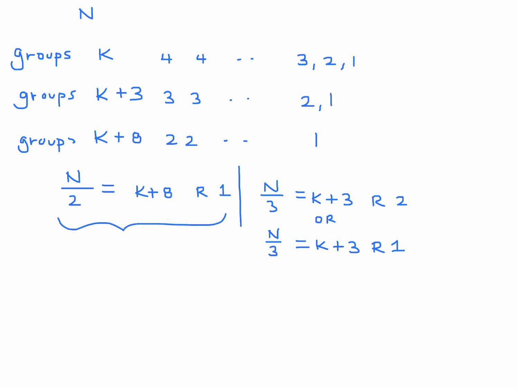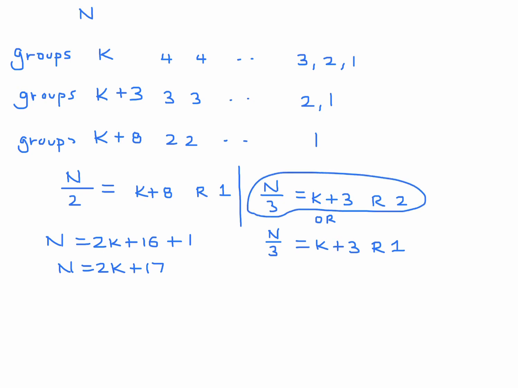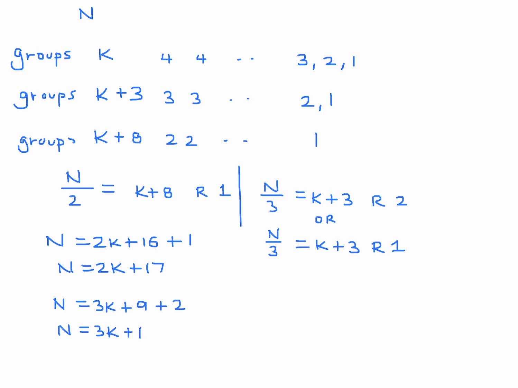Okay, so the first one, this is definitely the only one. So that means n is equal to 2k plus 16 plus 1. So that means n is equal to 2k plus 17. All right, so now let's figure out what is the value of n and k. First, I'll try this. If my answer makes sense, perfect. If it doesn't, I'll come back and try that. So using this guy here, that gives me the following. n is equal to 3k plus 9 plus 2. So n is equal to 3k plus 11.